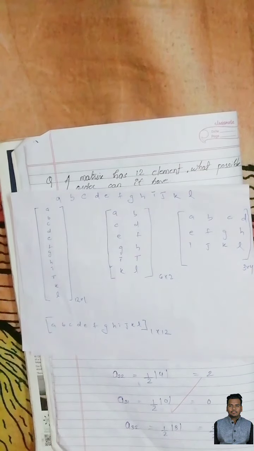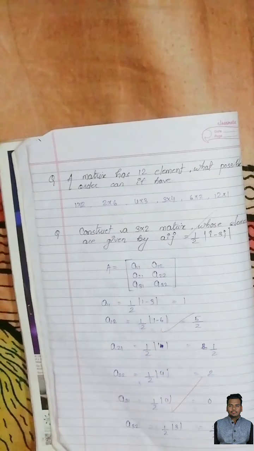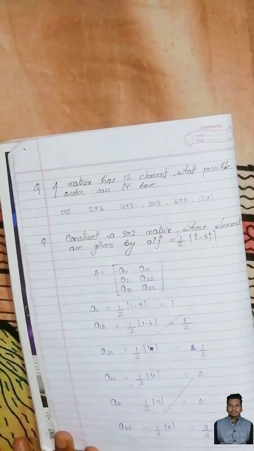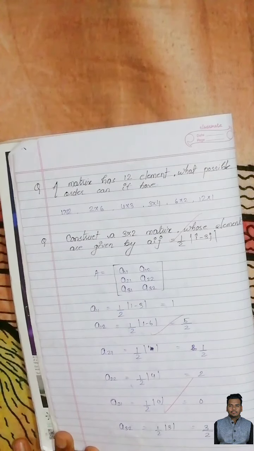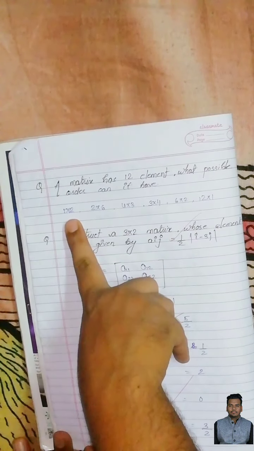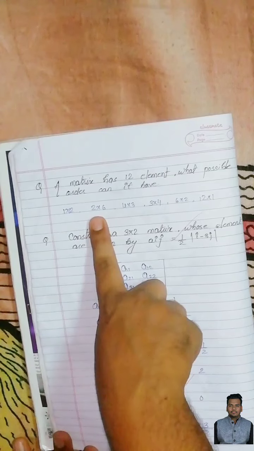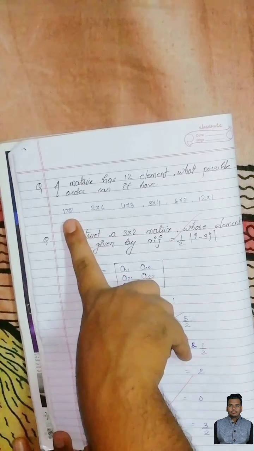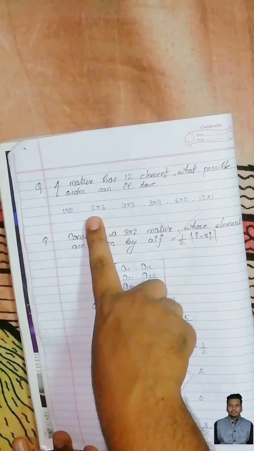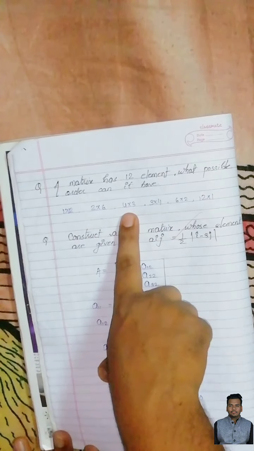So here the question was, what possible orders can it have? The more arrangements we can make with the 12 elements, the more possible orders there will be. So it will be 1 into 12, 2 into 6, and 4 into 3. That is, 1 row 12 columns, 2 rows 6 columns, 4 rows 3 columns.